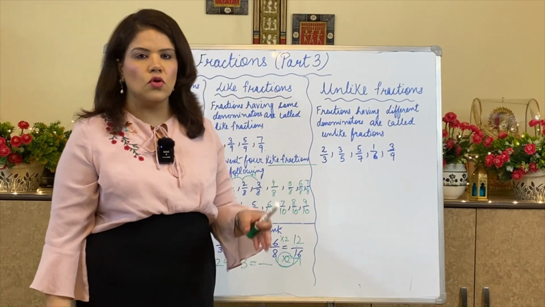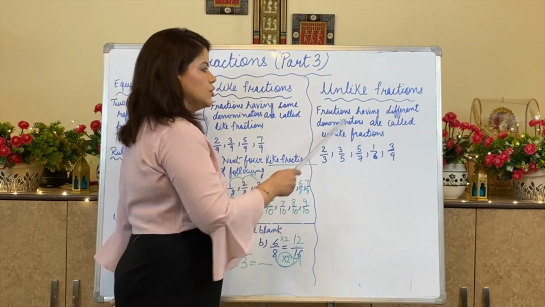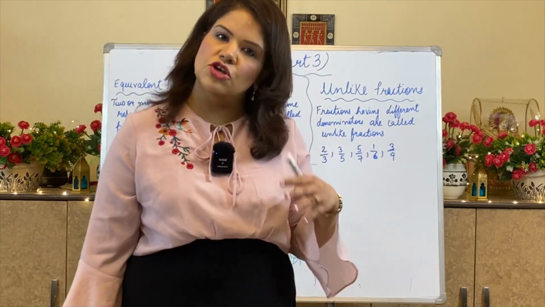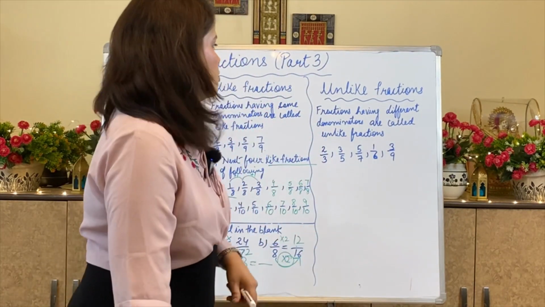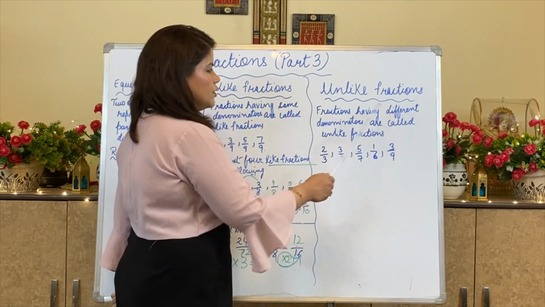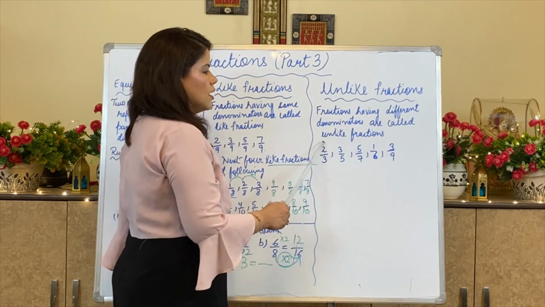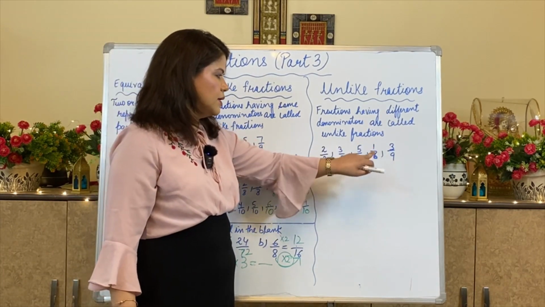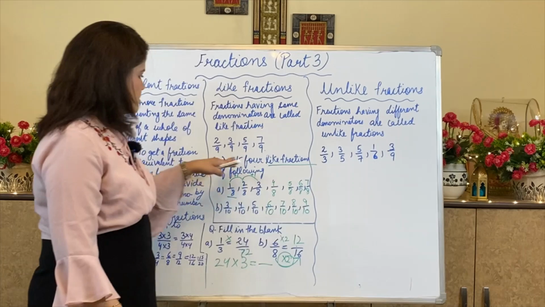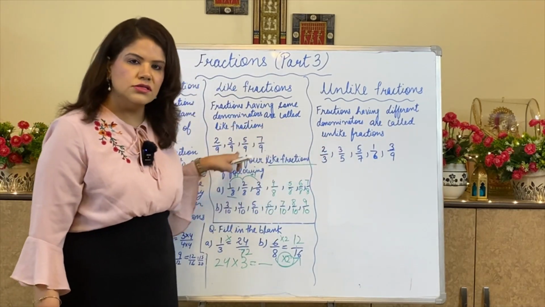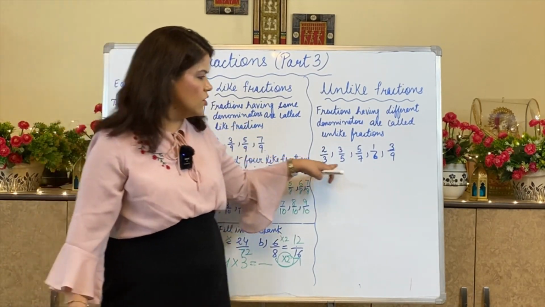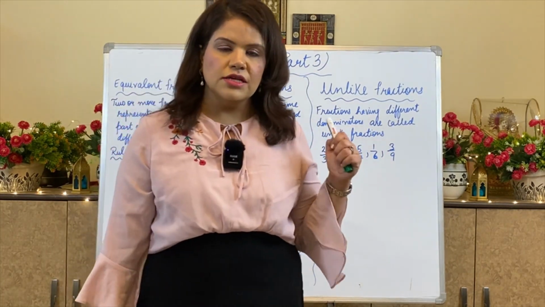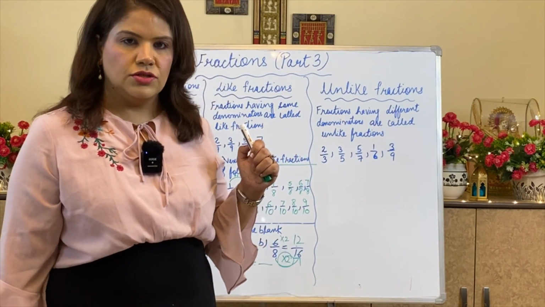Now the next type is unlike fractions. Unlike fractions are those fractions which have different denominators. Numerators are different, but in this case denominators are also different. So fractions having different denominators are called unlike fractions. Like you can see 2 by 3, 3 by 5, 5 by 7, 1 by 6, 3 by 9. And you can see this. Can you see the difference? Here denominators are the same, but here denominators are different. Numerators in both cases are different. So these are the 3 types of fractions.